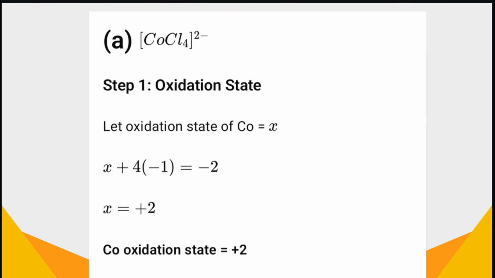Now we will see option A, the [CoCl4]2- complex. We will solve it step by step. In step 1, we will check the oxidation state for this complex. Let the oxidation state of Co be x. Here, x plus 4 times the Cl charge of minus 1 is equal to the complex charge, which is minus 2. So x is equal to plus 2. We get the Co oxidation state as plus 2.